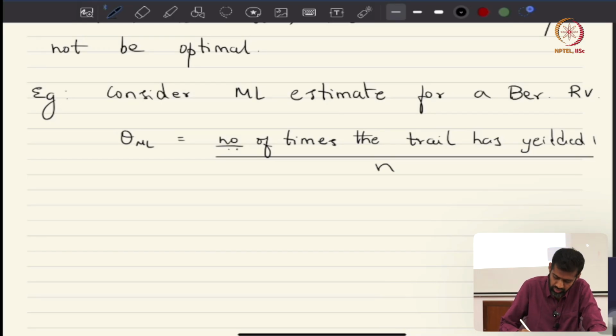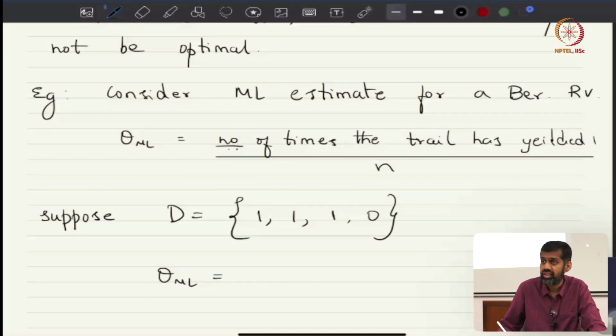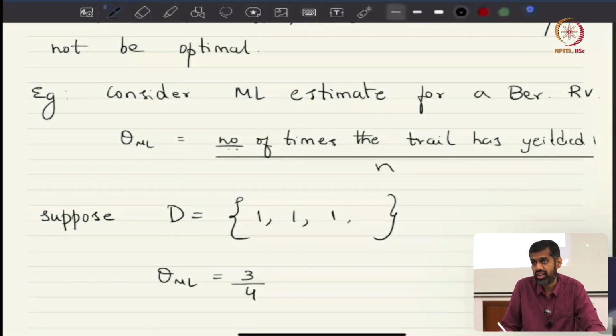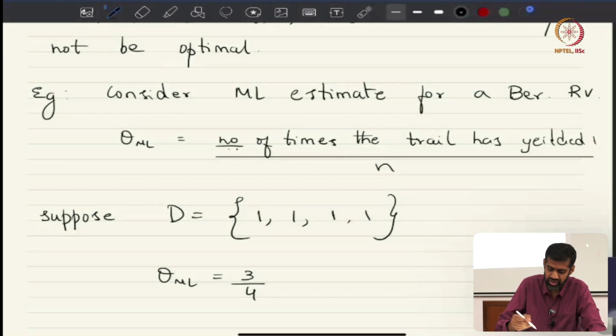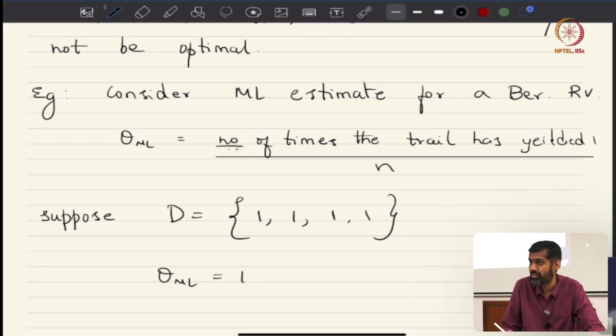Now, suppose the data D is like this: 1, 1, 1 and 0. This is what our data is. In this case, what is the ML estimate? It is 3 by 4. So, the question is, is this a good estimate? Or maybe we can consider a more degenerate case where all 4 trials ended up in one of the outcomes. In this case the ML estimate for that particular parameter is 1. So, now, is this a good estimate is the question.